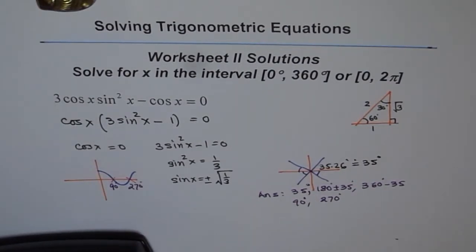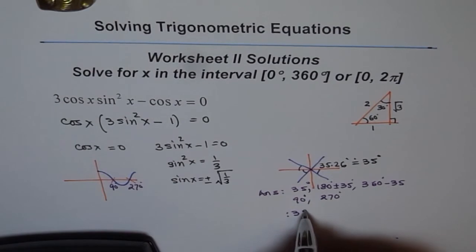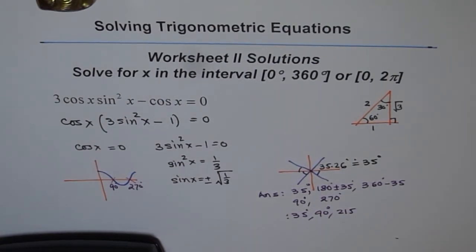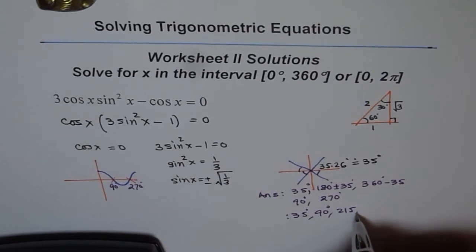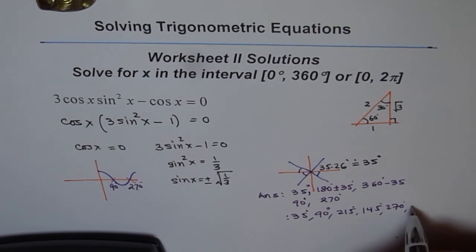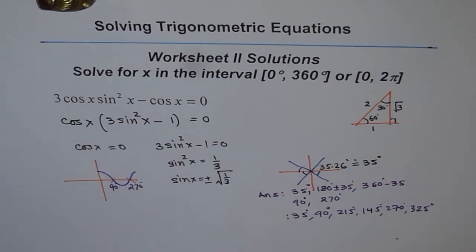So let's calculate all these answers and write them down. 180 plus 35 is equal to 215. Let me write all the answers again. One is 35 degrees, the other is 90 degrees, and then we have 215, 180 minus 35 which equals 145, 270, and 360 minus 35, which equals 325 degrees. So these are all the possible solutions to our equation, correct?